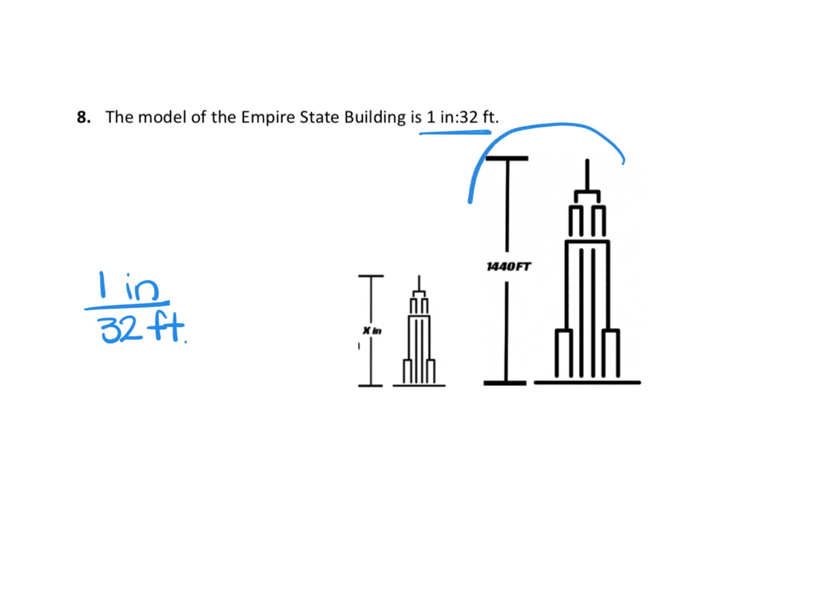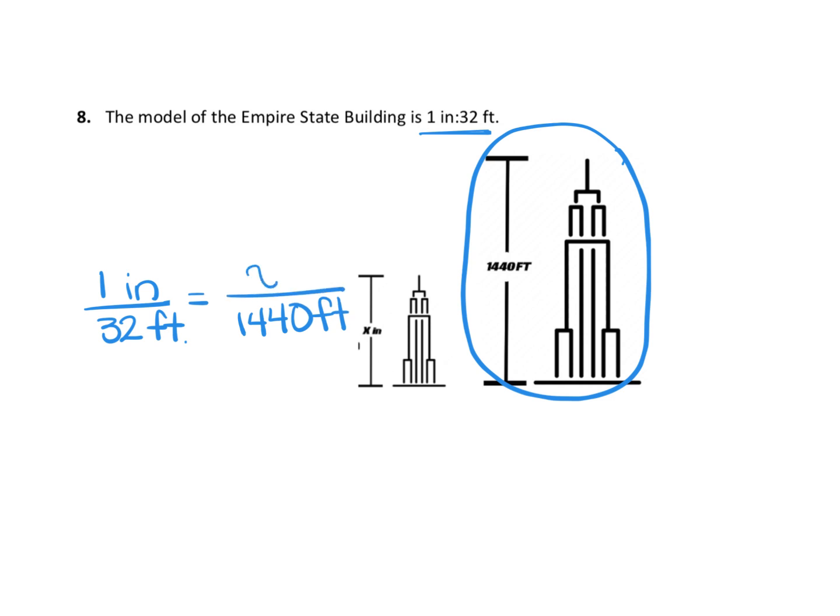So this right here is our size of our actual Empire State Building. So we have 1,440 feet. So that we're going to line up with the feet. And now we need to know then how many inches that is. So let's cross multiply and divide.